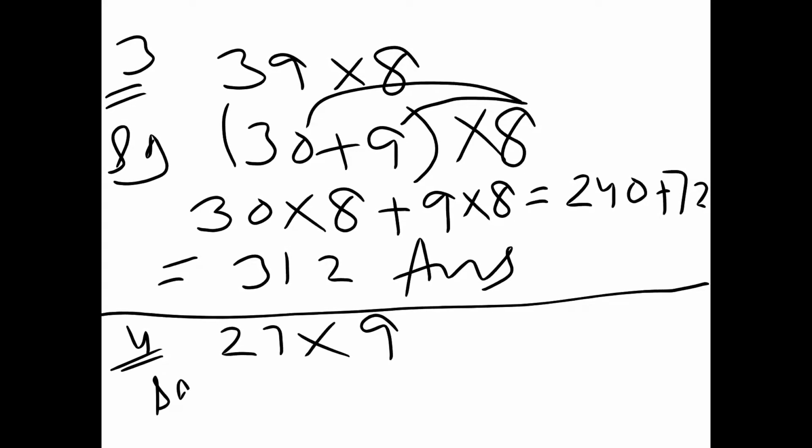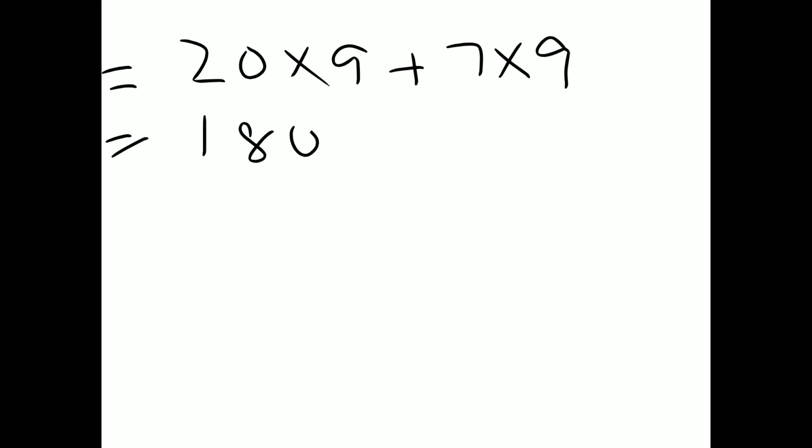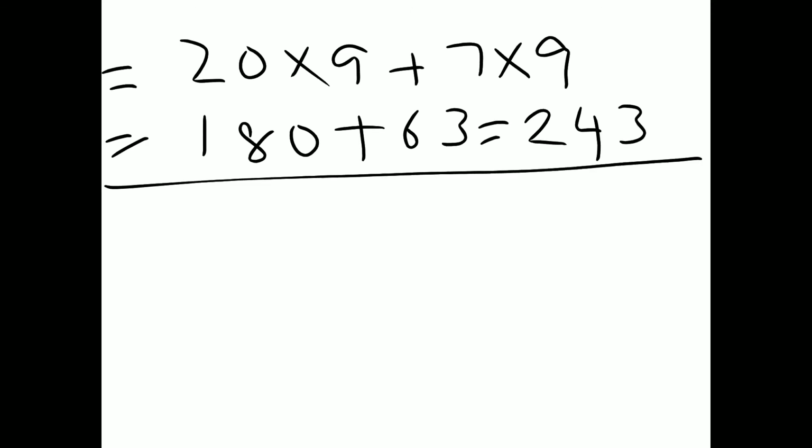Now we do the fourth part, that is 27 into 9. How do we do it? 20 plus 7 in a bracket, 9. It means you have to multiply 20 with 9 plus 7 with 9. 20 9s are 180. 7 9s are 63. Add them. 3 plus 0, 3. 6 plus 8, 14. 1 plus 1, 2. Answer is 243.